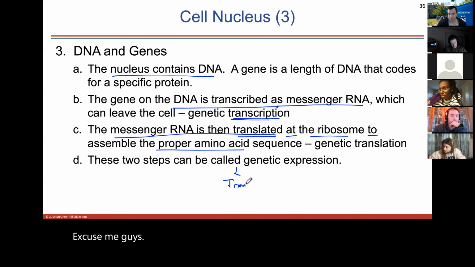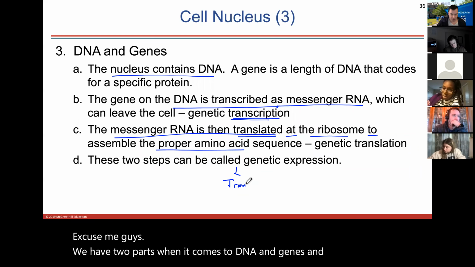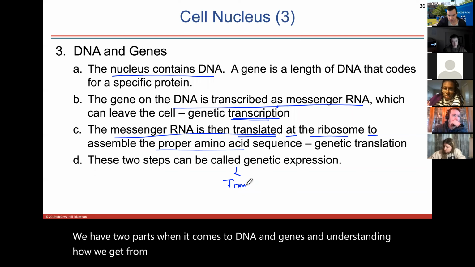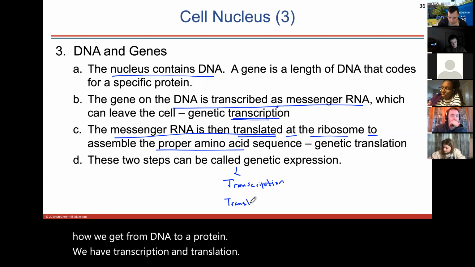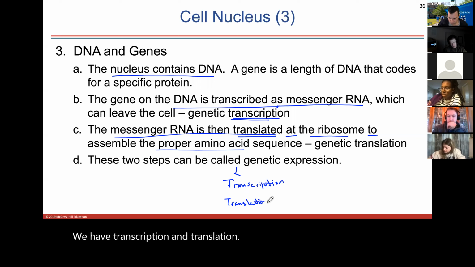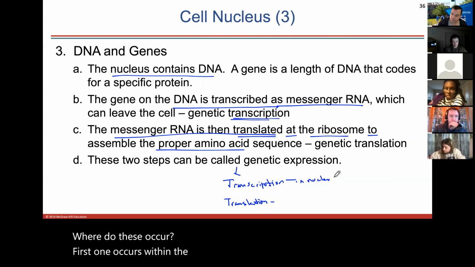We have two parts when it comes to DNA and genes and understanding how we get from DNA to a protein. We have transcription and translation. Where do these occur? First one occurs within the nucleus. Second one occurs in the cytoplasm.